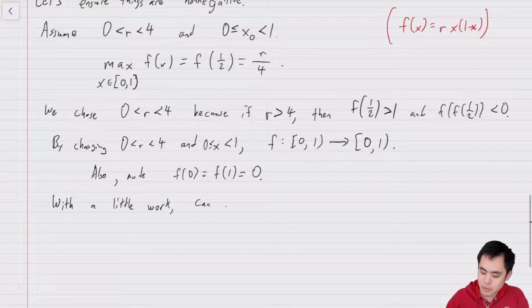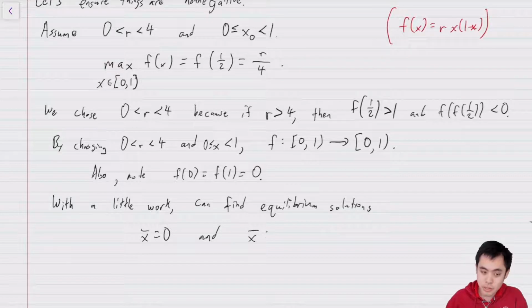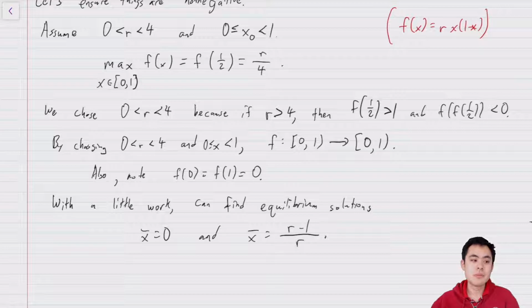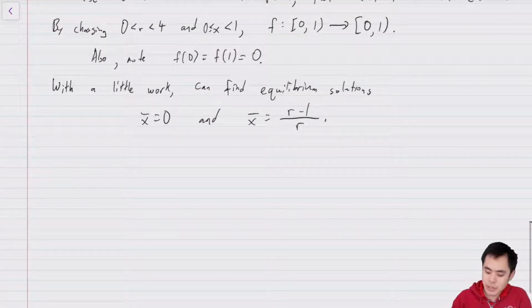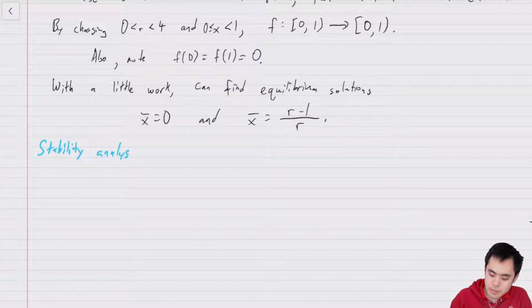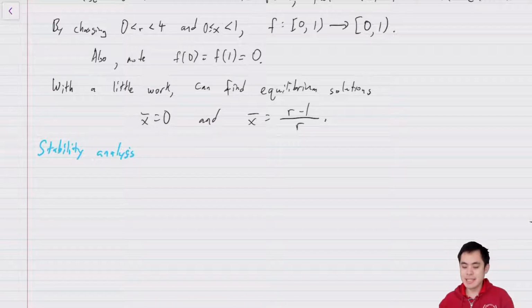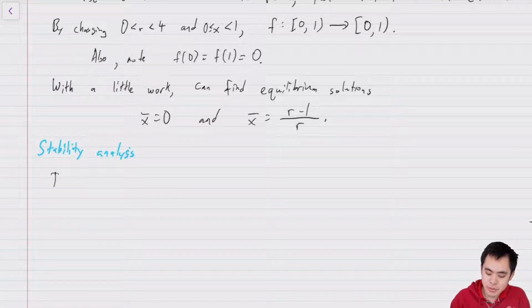And with a little work, we can find the equilibrium solutions: x̄ = 0, and x̄ = (r - 1)/r. And once you have this, we can do a stability analysis. So let's start with a local stability analysis, since that's a lot easier to characterize, and you basically just have to look at the derivatives using the various derivative tests.